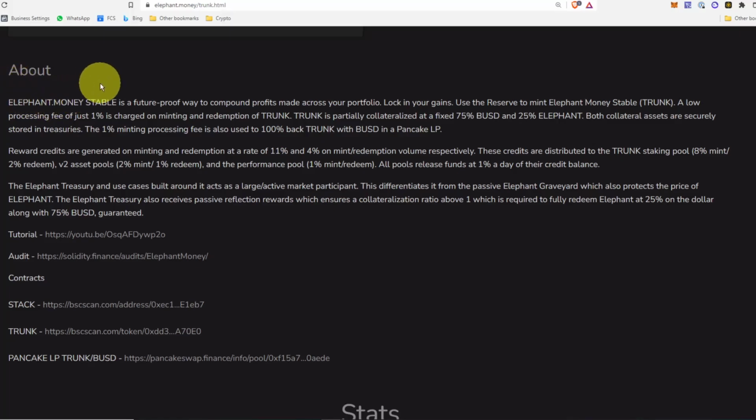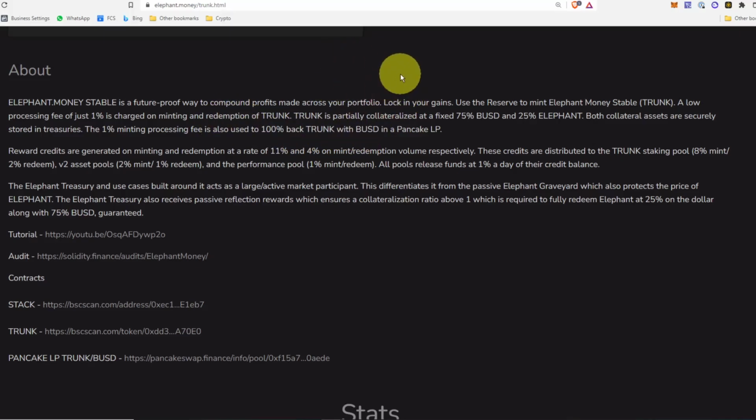Just think of this as a future-proof, stable way of compounding your profits made across your crypto portfolio, and use the reserve to mint Elephant Money Stable Trunk. A low processing fee of just 1% is charged on minting and redemption of trunk. Trunk is partially collateralized at a fixed 75% BUSD and 25% Elephant. The 1% minting processing fee is also used to 100% back trunk with BUSD in a Pancake liquidity pair.